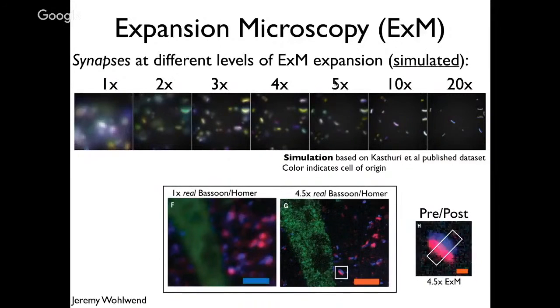But once you get up to about 3x or 4x expansion, you start to see the individual synapses as very well resolved objects. And this is similarly borne out in some of the papers on expansion microscopy where they've been labeling synapses.